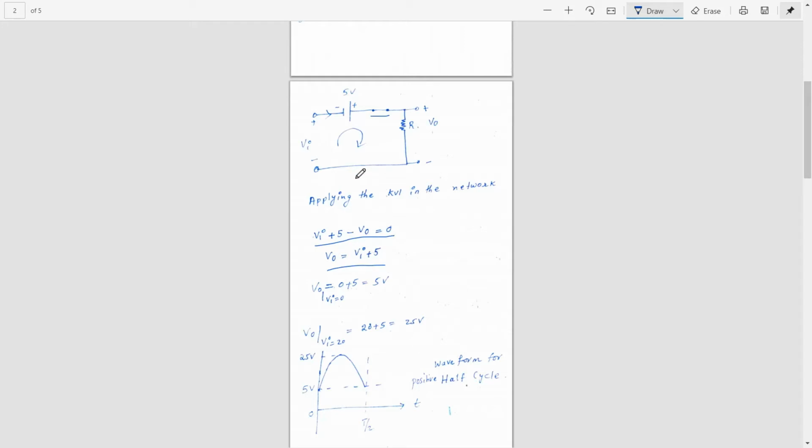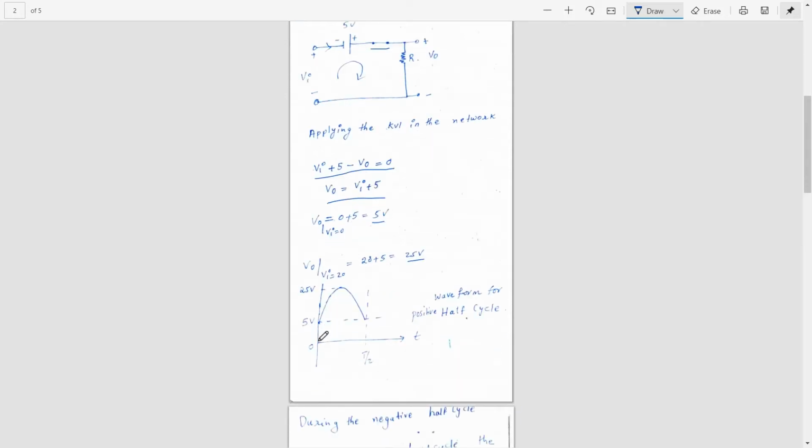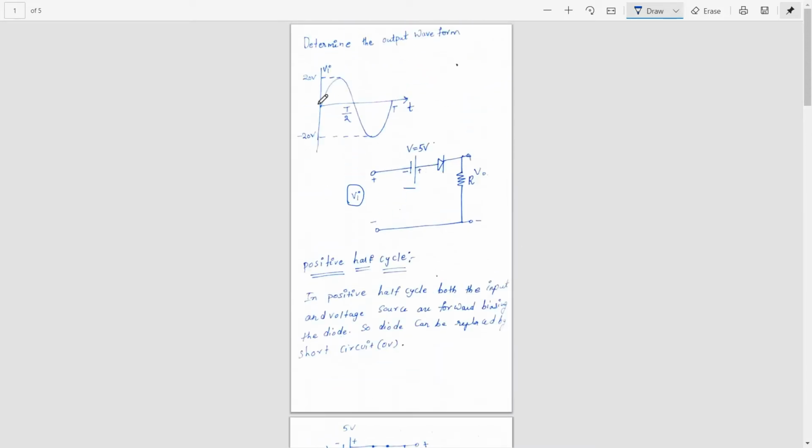That means the output will be shifted by 5 volt upwards. Now let's see the output when input is 0, which is 5 volt, and the output when input is 20 volt at the peak, which is 25 volts. So the output waveform will be shifted upwards. As you can observe here, the waveform from 0 to T by 2 in the first half cycle will start from 5 volt, reach 25 volt, and again reach 5 volt. It is just shifted by 5 volt upwards. Now this is about the first half cycle.